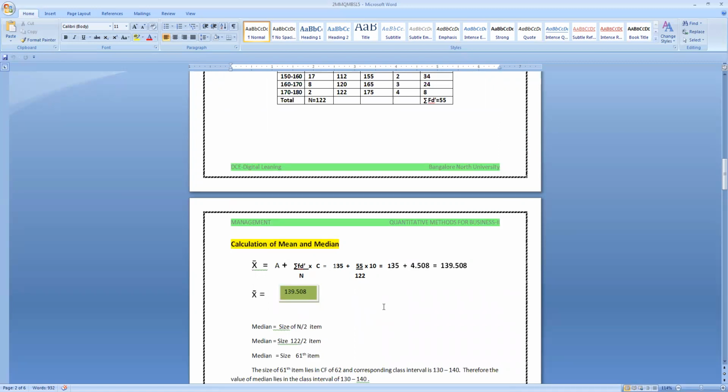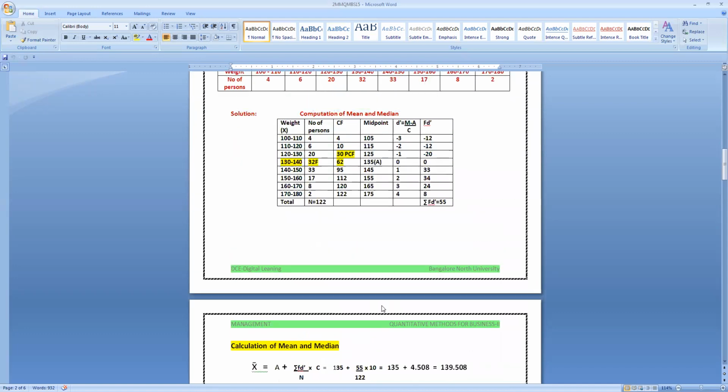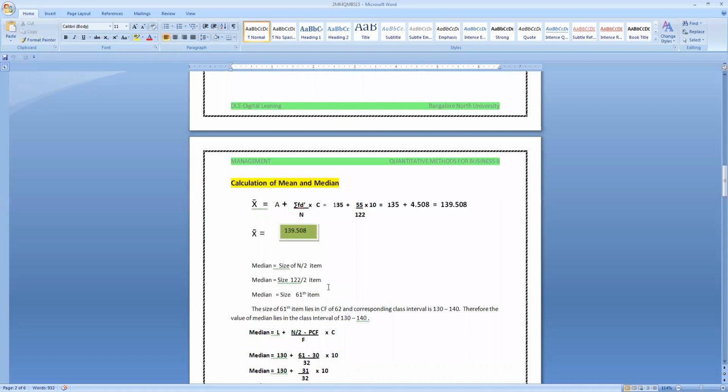Then we should go for calculating the value of median. Median is the size of the n by 2 item, where n is 122 by 2. Therefore, we get the size of the median item as 61. Let us check in the CF column. 61 is going to fall in which CF? That is 62. Corresponding to that, the class interval is 130 to 140. The preceding CF value is 30 and the simple frequency value is 32. We just have to substitute in the formula, because the 61st item lies in the CF of 62.